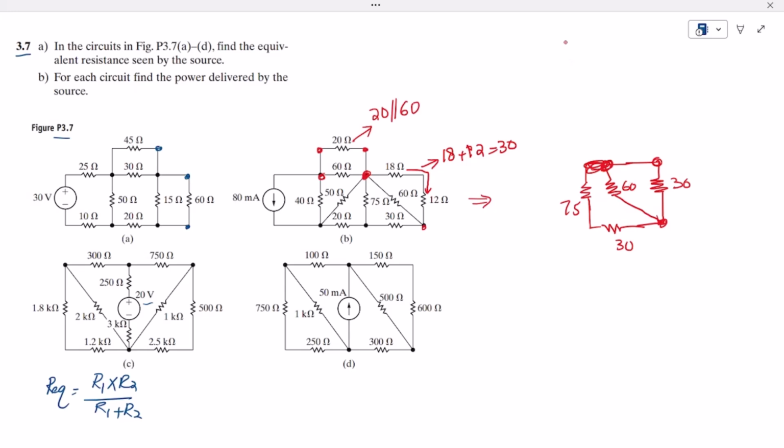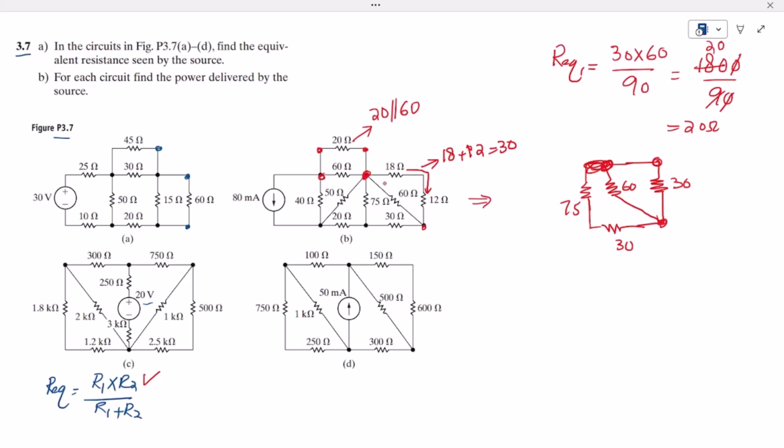So the equivalent of them is R equivalent 1, which is R1 into R2 over R1 plus R2. So 30 multiplied by 60 divided by 30 plus 60, which is 90. So this would be 1800 divided by 90. This will cancel out, and we get 20. So the R equivalent is 20 ohm.